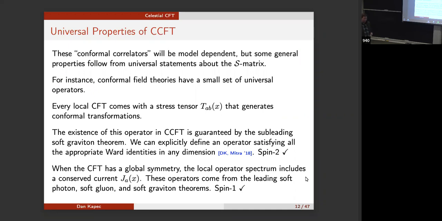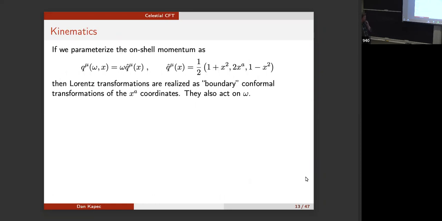Similarly, when a conformal field theory has a global symmetry, the local operator spectrum includes a conserved current. And we're going to get those operators explicitly from universal statements about gauge theory amplitudes, in particular soft factorization of gauge theory amplitudes. So that's the spin one universality part of the story. Just as in AdS, if you have a gapless gauge field in the bulk, you get conserved currents in the boundary description.